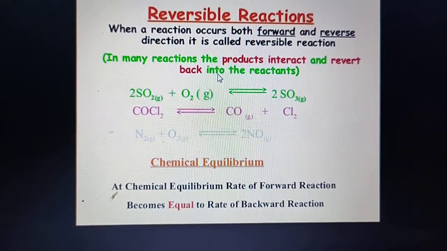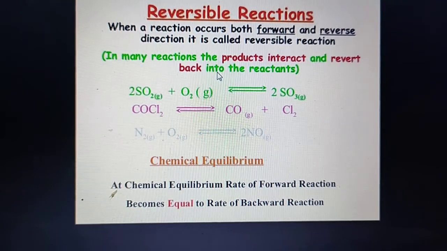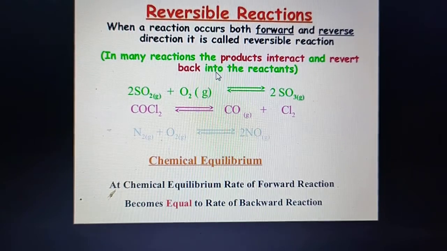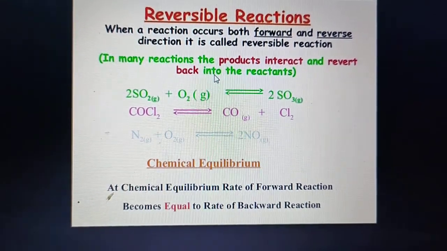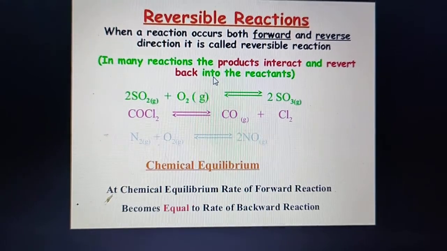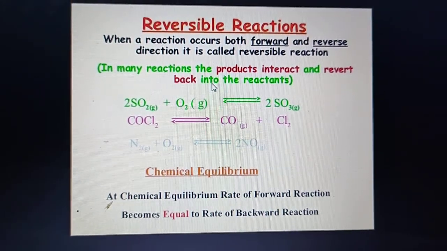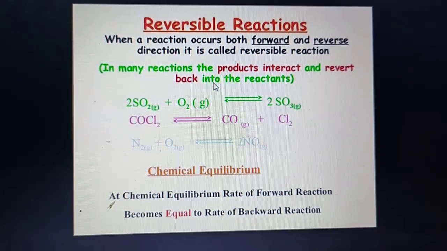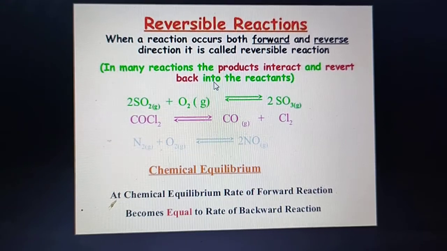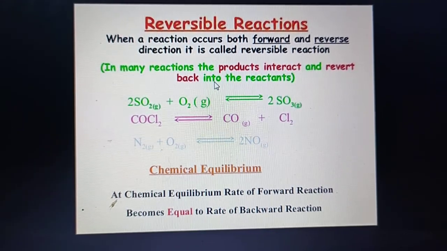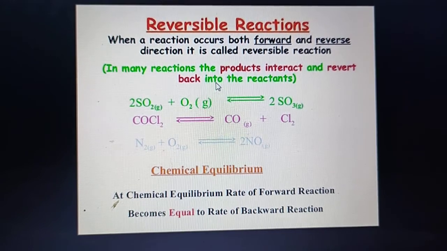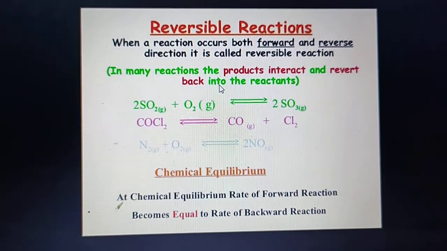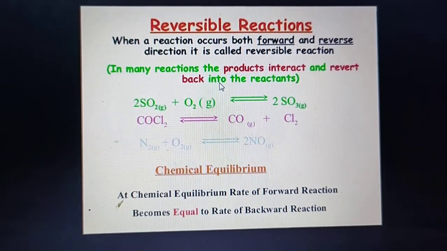So the reversible reaction is one in which only a part of the reactants get converted into products. That means we can say that here the reaction occurs in both forward and reverse direction. Now I am giving you the example of sulfur dioxide and oxygen. It reacts to form sulfur trioxide. But here the complete consumption of reactants does not occur. Some part of sulfur dioxide or oxygen is left here.